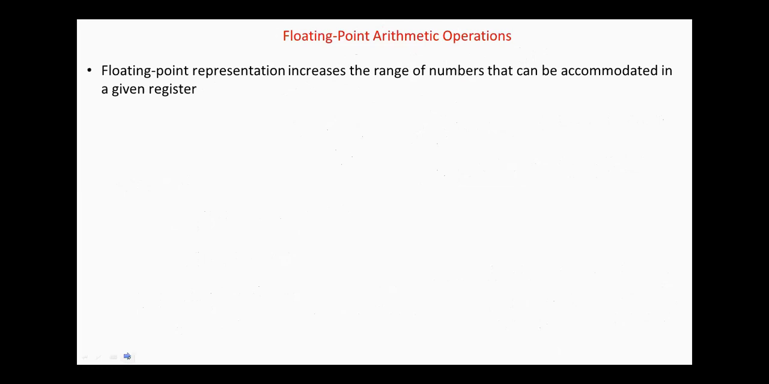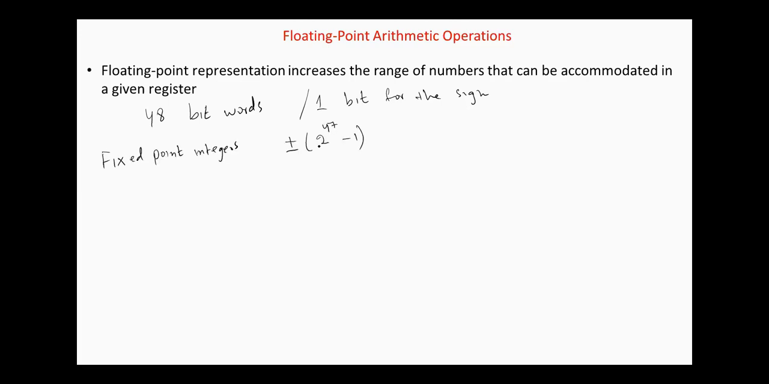Floating point representation increases the range of numbers that can be accommodated in a given register. And this is one main advantage for using floating point representation. Consider, for example, a computer with 48-bit words, 1 bit of them for the sign. The range of fixed point integer numbers will be from minus 2 to the power 47 minus 1 to plus 2 to the power 47 minus 1, which is about plus minus 10 to the power 14.